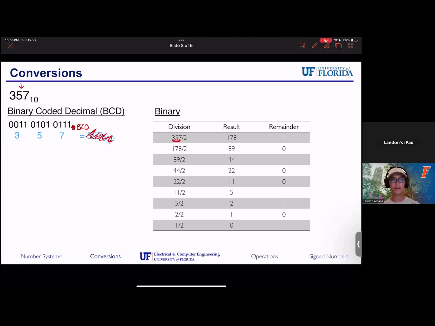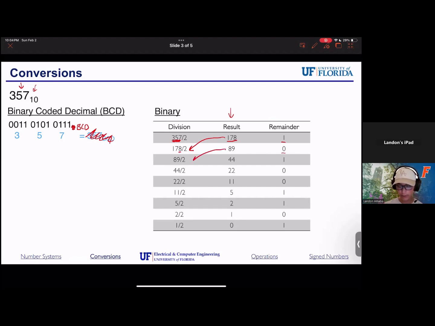Okay, so moving back into converting from base 10 into binary, you take the base 10 number, in this case 357, and divide it by 2. So 357 divided by 2 will be 178 with a remainder of 1. Now you take this result in the second column and put it into the division column, and you divide this by 2. So 178, you can see 8 is an even number, so you'll get 89 with a remainder of 0.